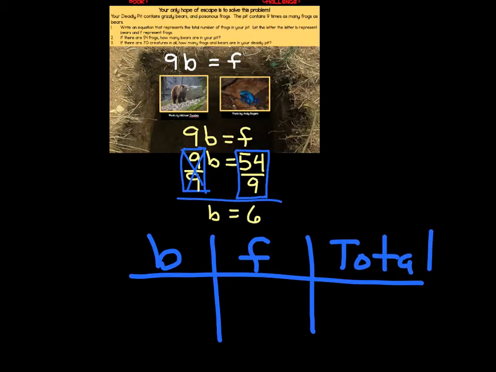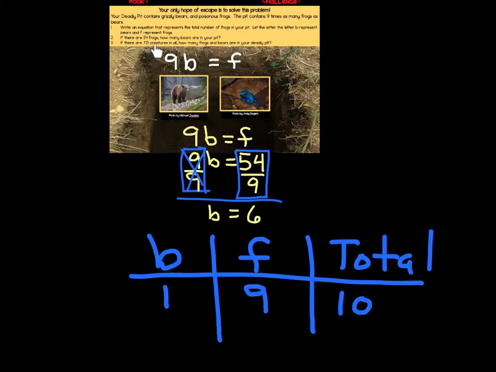So now, if I have one bear, I'm going to plug in one bear. Up here we learned that one bear means 1 times 9 will give me the number of frogs, right? So if I have one bear, I'm going to have 9 frogs. So I'm going to just put a 9 in there. And then if I add these two together, 1 plus 9, tricky my friends, right? That is 10. Super.